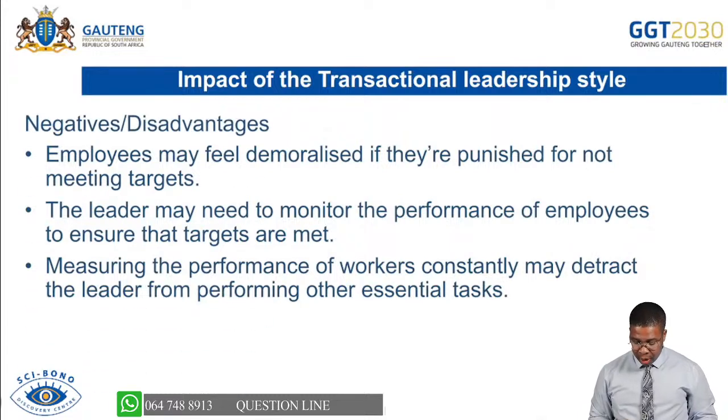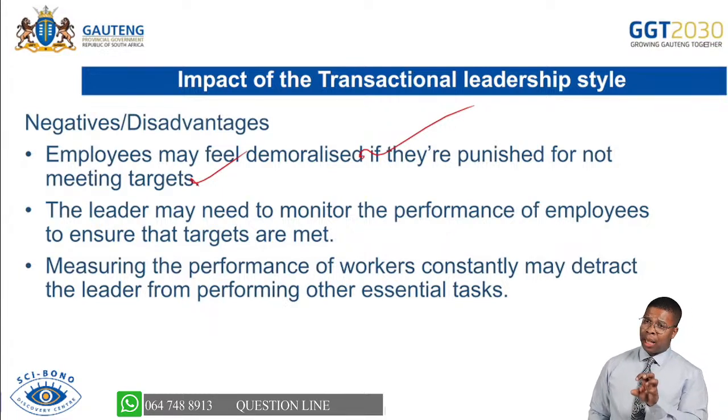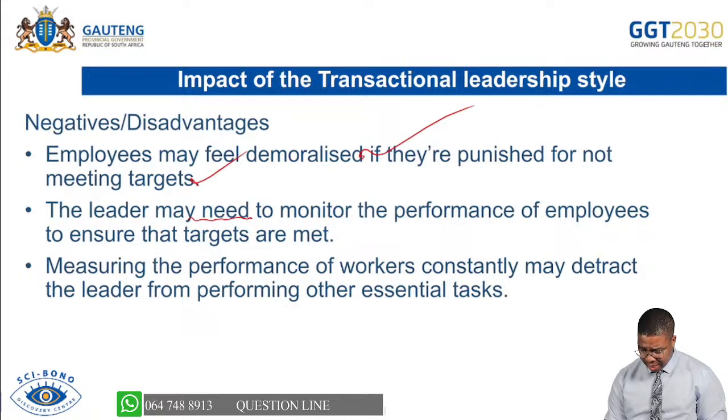Then, what are the negatives when you look into the transactional? Employees may feel demoralized. That's one, if they are punished for not meeting targets. So you see now, the issue of reward and punishment is that here, the punishment will sometimes be linked with not achieving the target. So it means the employee did not do any misconduct. The employee came to work early, but the employee is being punished for not achieving a target, even if they tried their level best. So that becomes demoralizing to some employees. So that's why it becomes a negative. And then another negative is that the leader may need to monitor the performance of employees to ensure that targets are met.